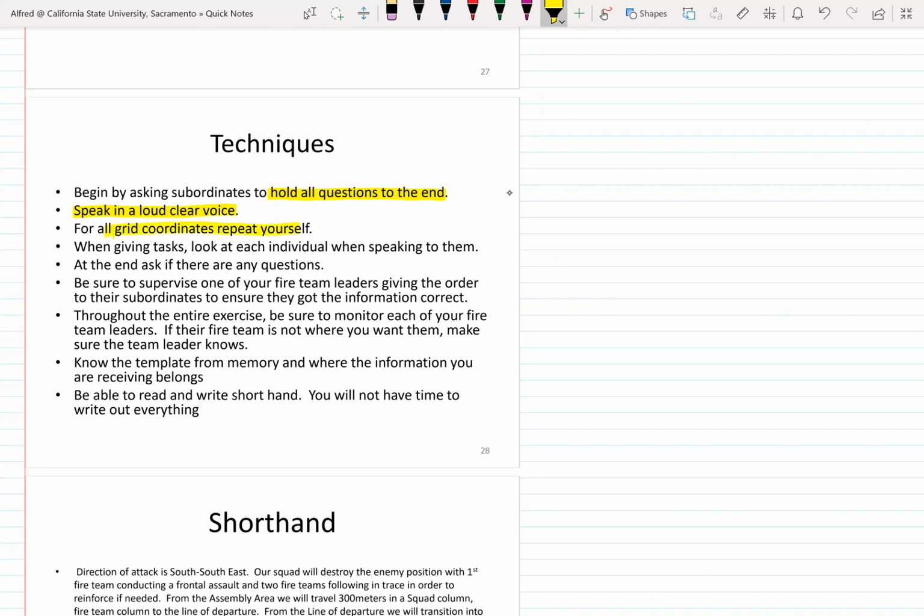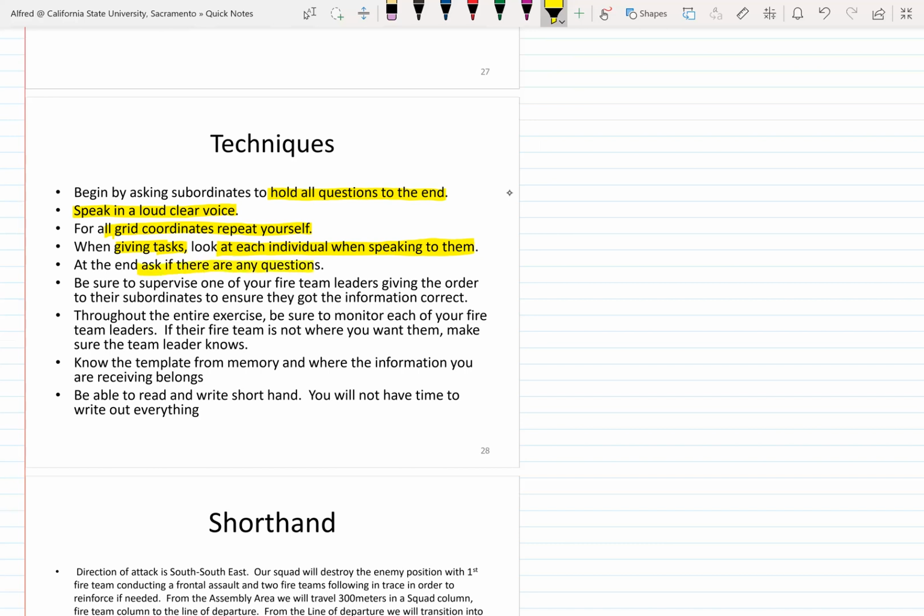Repeat all grid coordinates. When giving tasks, you need to know who you're giving the tasks to. So before you start your SULI, you need to know the names of the people you're talking to. I mean, you can't just go out there and say... that's pretty simple. I don't need to elaborate.